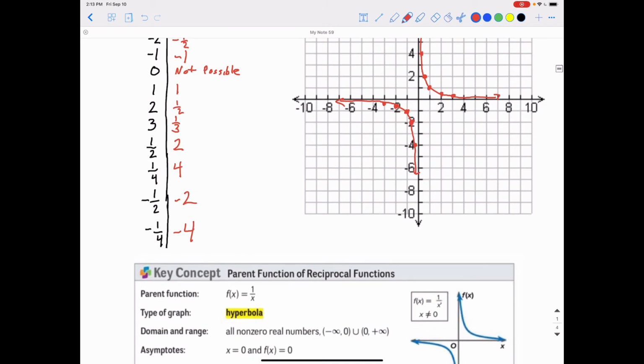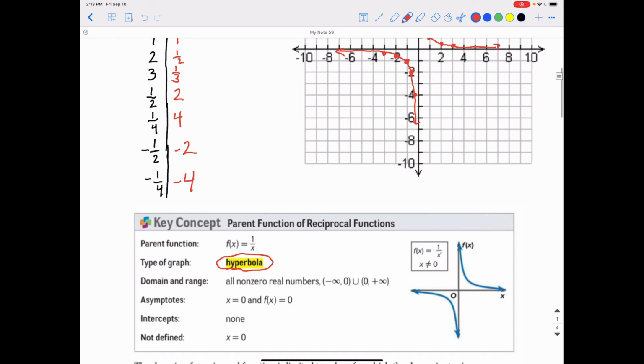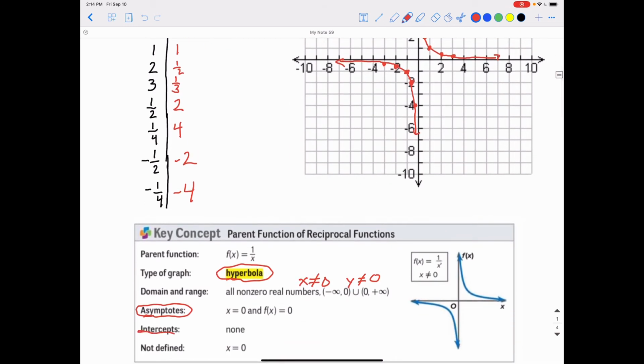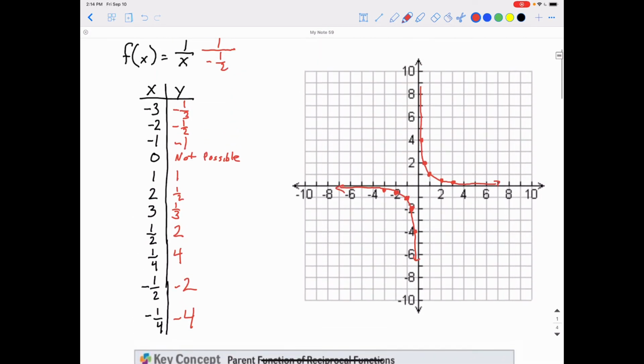So some key characteristics of this. The type of graph is called a hyperbola. Hyperbola is how you pronounce it. And for the basic parent function of 1 over x, the domain and the range are x cannot equal 0 and y cannot equal 0. And that's before any shifting. And then it has asymptotes. If you recall from chapter 6, the asymptotes are those lines that the graph cannot touch as it approaches infinity and negative infinity. Notice that the graph has no intercepts. So the parent function has no intercepts, and it is undefined at x equal to 0 because x cannot equal 0.